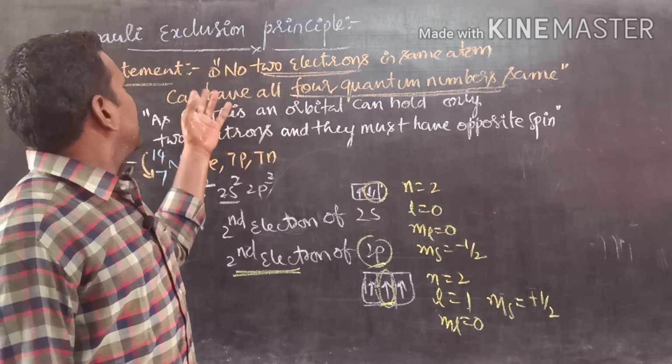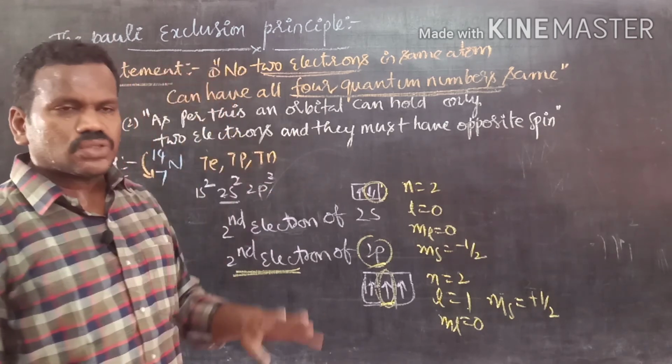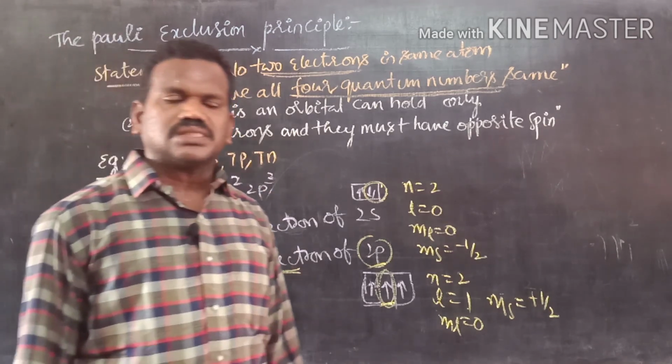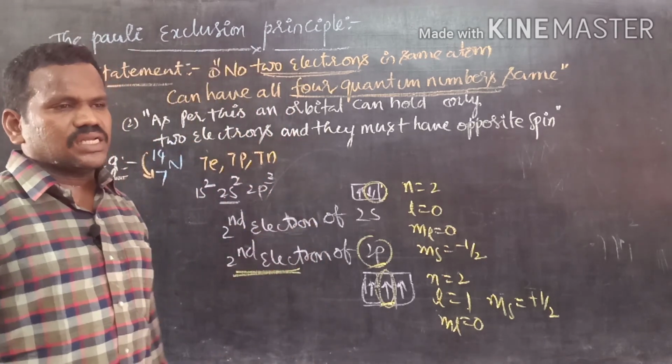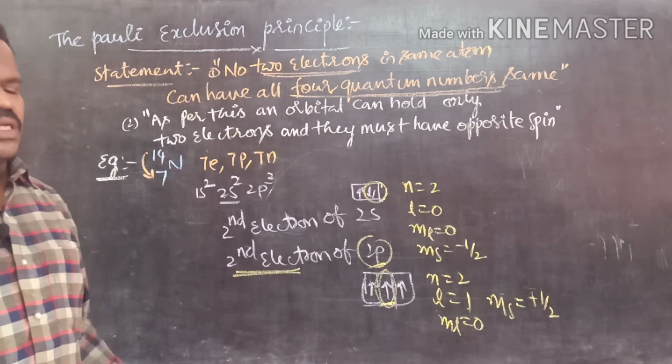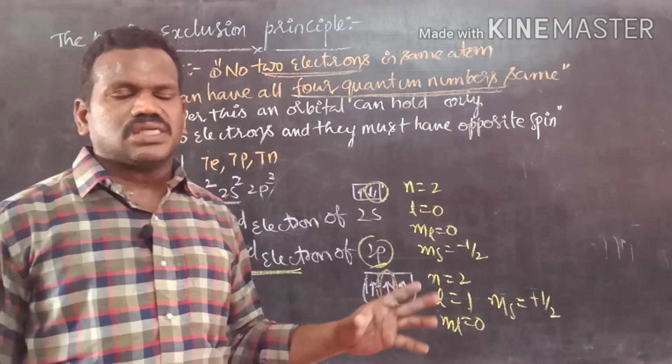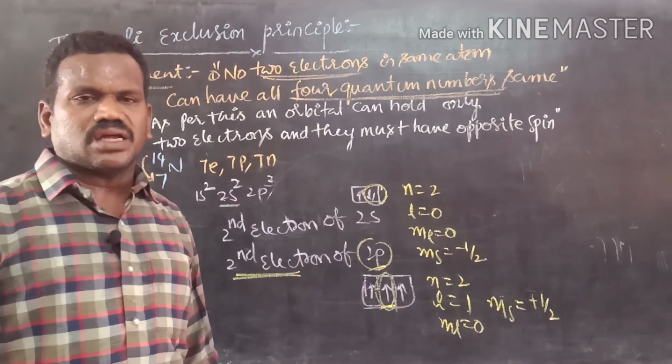This is the explanation about Hund's rule and Pauli's exclusion principle, which we use in writing the electronic configuration. In my next video, we are going to see how to write the electronic configurations.